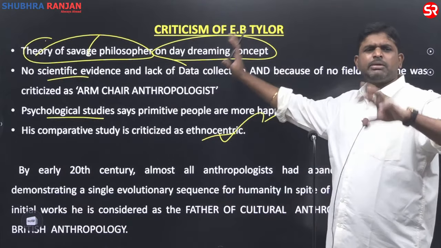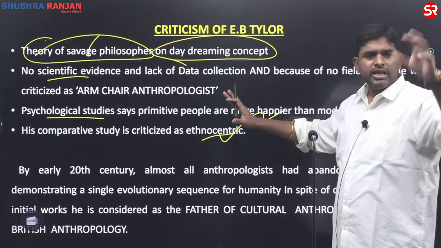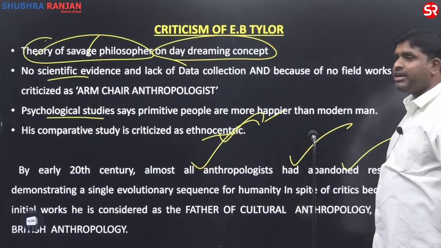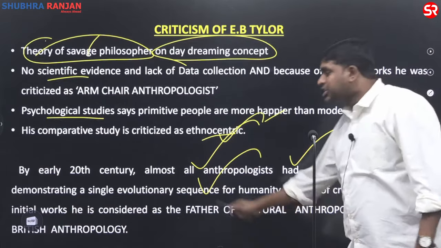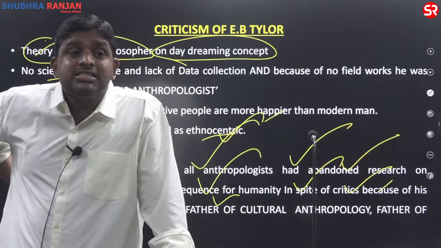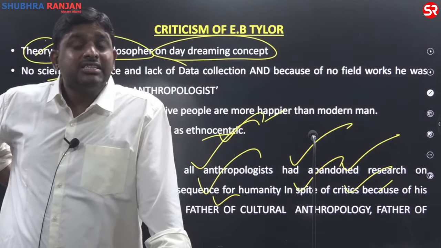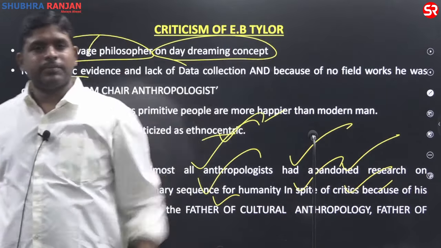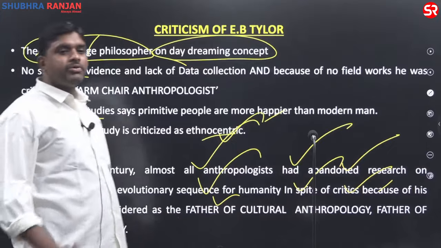All the concepts, all the subjects will be in this format only: concept, point-wise understanding, then criticism, then conclusion. By the early 20th century, almost all anthropologists had abandoned research on demonstrating a single evolutionary sequence for humanity, in spite of critics, because of the initial works. So, however much it got criticism, this is the first school which provided food and fodder for further research. Hence, these are the initial anthropologists, we call them fathers of cultural anthropology. This is about the contributions of EBT.